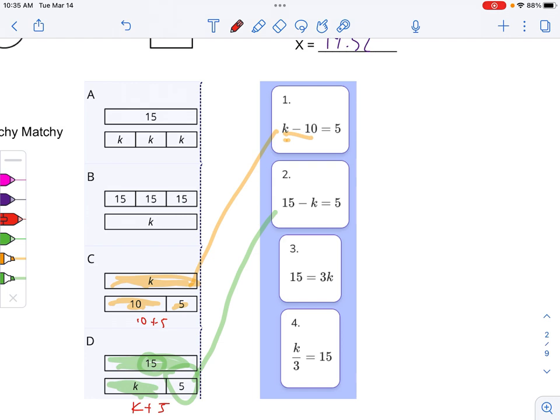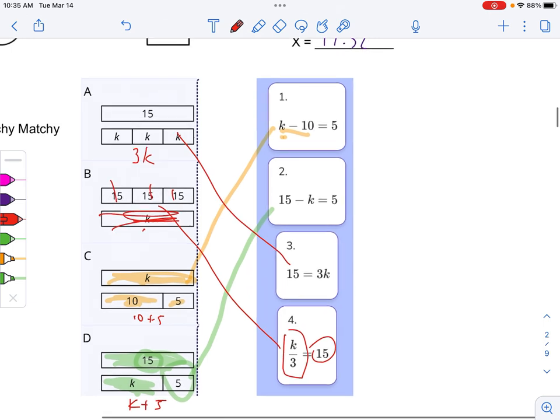So let's say this is like 3K. Do we have 3K anywhere? We do. Here's 3K. 3K equals 15. And this one right here is saying K divided by 3. There's the last one. It's saying if I take all of K and I divide it into 3 groups, I get 15. So we're trying to find the value of K.